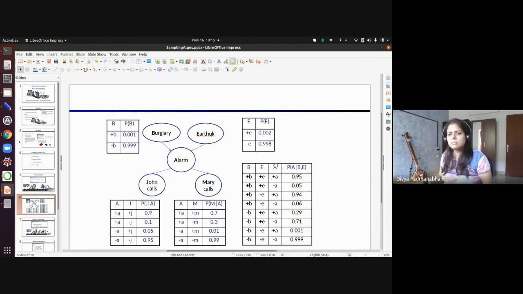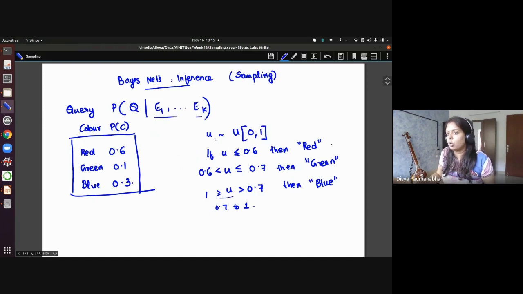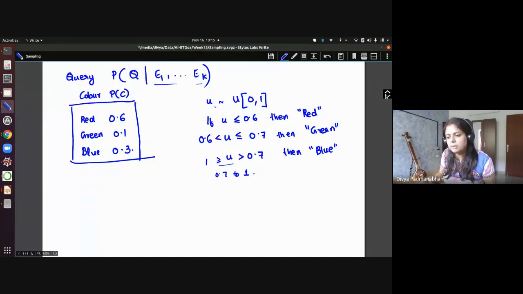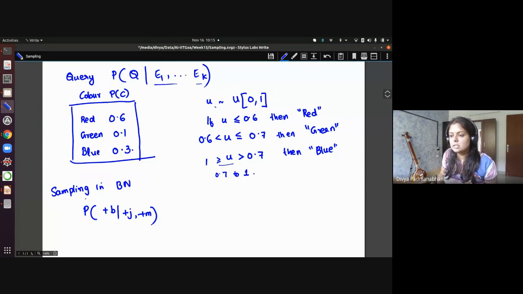Remember, the query that you always wanted to do is maybe something like this. Maybe we'll just use this query: probability of +B given +J, +N. So this is sampling in a Bayes net, and suppose I want to evaluate this query. What's the probability that a burglary happened, given John called and given Mary called? This is something I want to compute using sampling.